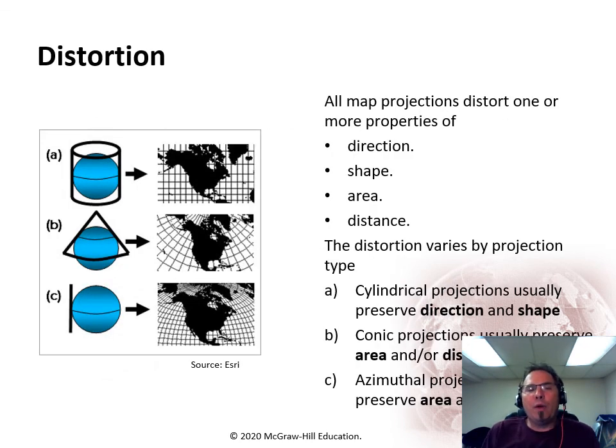And again, when you're dealing with small scale or large area maps, some concessions need to be made, and distortions are going to take place. So you have to understand what you need the map to preserve. Distortion is going to be either in direction, shape, area, or distance. So you can choose a projection based on which of those you want to preserve, such as cylindrical with direction and shape, or conic with area and distance, or azimuthal with area. It all depends on what you're trying to do.